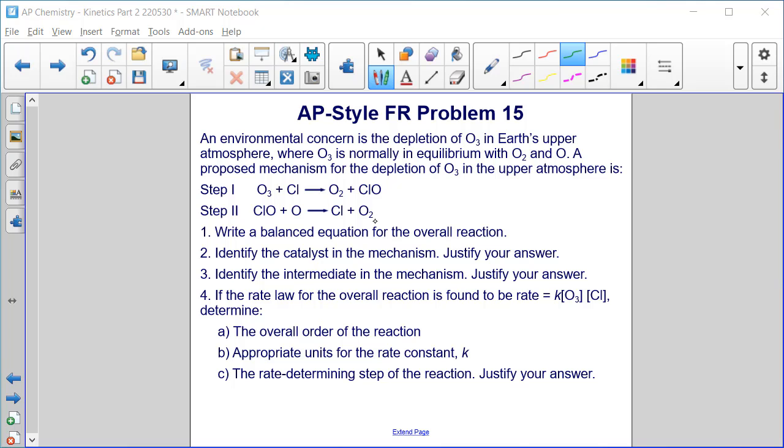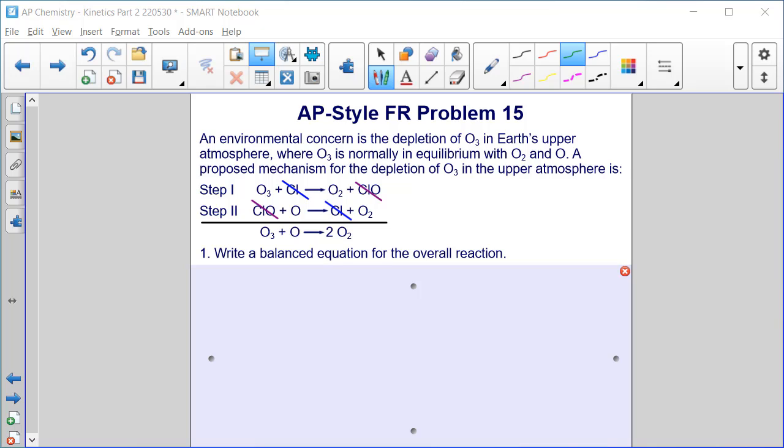2, identify the catalyst in the mechanism and justify your answer. 3, identify the intermediate in the mechanism and justify your answer. 4, if the rate law for the overall reaction is found to be rate equals K times concentration of O3 times concentration of Cl, determine A, the overall order of the reaction, B, the appropriate units for the constant K, and C, the rate determining step of the reaction. Justify your answer.